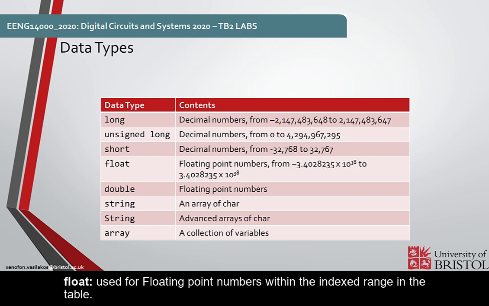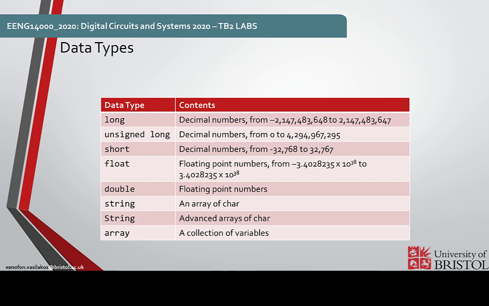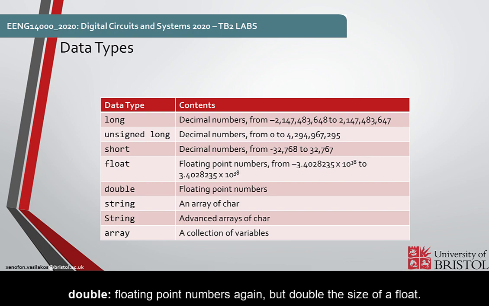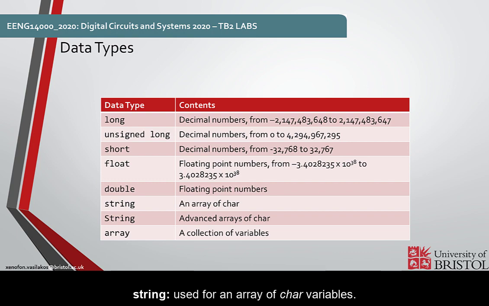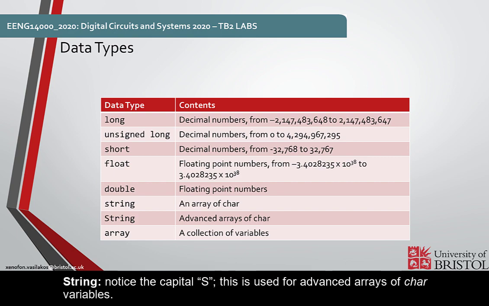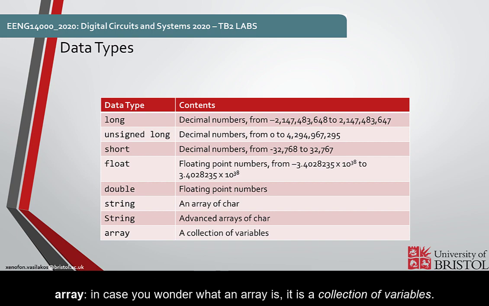Float. Float is used for floating point numbers within the indexed range in the table. Double. Double is another floating point number, but double the size of a float. String. String is used for an array of char variables. String again. Notice the capital S. This is used for advanced arrays of char variables. And finally, array. In case you wonder what an array is, it is a collection of variables.